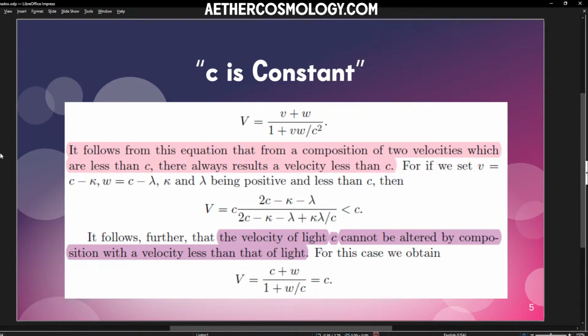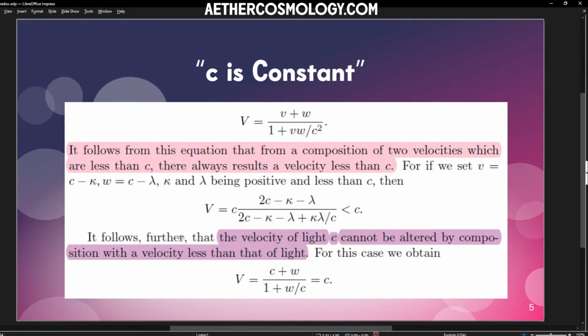So here's more of him deriving it. c is constant. So he has the equation there, and then he says, it follows from this equation that from a composition of two velocities which are less than c, there always results a velocity less than c. So you know that old thing about like 2 plus 2 equals 4? Well, what he's kind of telling you here is that 1 plus 1 doesn't equal 2, right? 1 plus 1 will always be less than 1, as long as it's less than 1 plus less than 1. Even if it's 0.9 plus 0.9, it's always going to be less than 1.